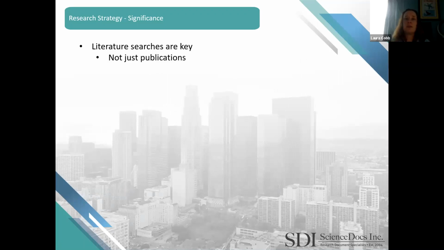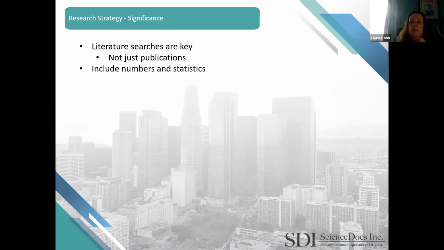Literature searches are key when you're starting to work on your significance section. And where this really differs from academic grants is that your searches must not just be limited to PubMed and related sites. You should also look at patents, pending patents, clinical trials databases, as well as current medical sites such as Medscape, because they're the best ways of making sure that you get the most up-to-date information.